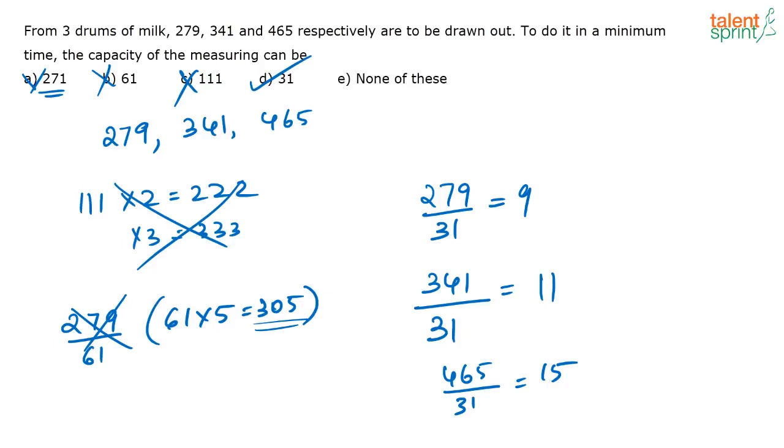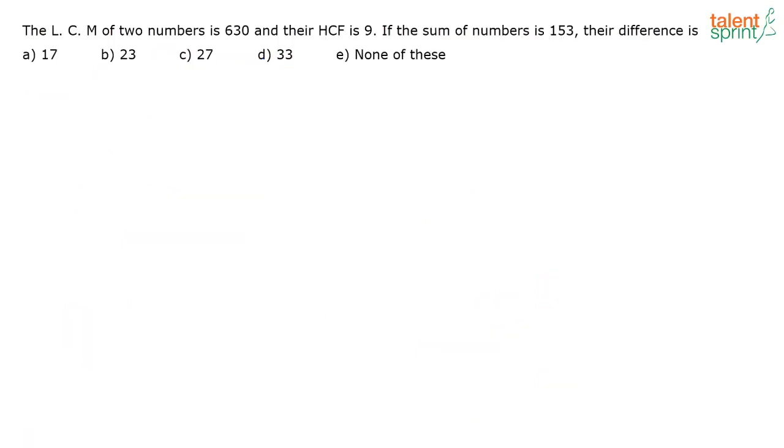So for such questions, look at the options and arrive at the answer. Again, see, none of these is not true. Why? Because all these numbers can be represented as 31 into 9, 31 into 11, 31 into 15. No other factor bigger than 31 is there in any of the 3 numbers. So definitely the correct answer is 31. For this question, the best way is to check with the options and go with the answer.